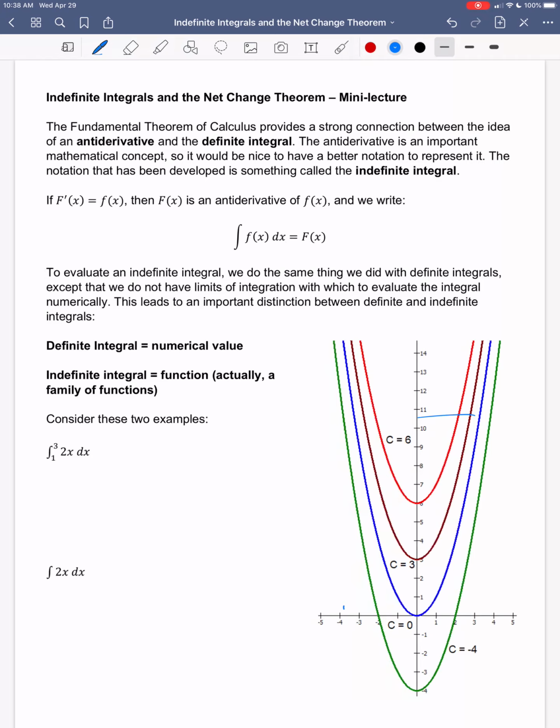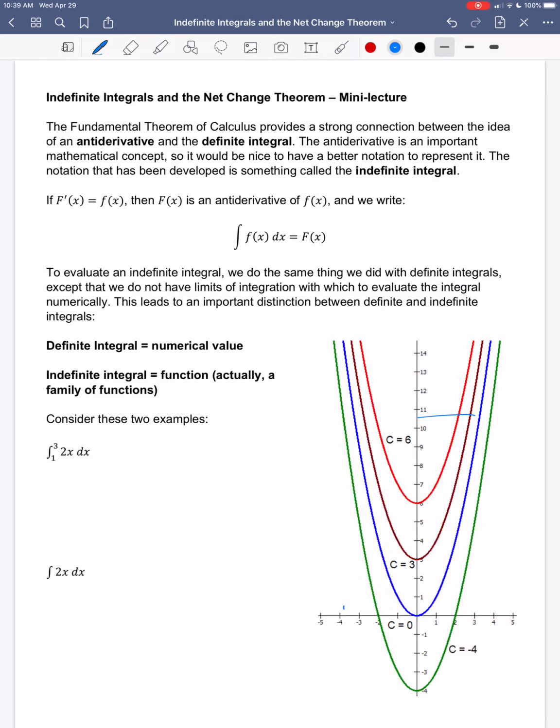And the definite integral we developed to find the area under a curve, and you wouldn't think that would have anything to do with derivatives, but it turns out that it does. So this antiderivative is an important mathematical concept, so it would be nice to have a better notation to represent it. And what's been developed is this thing that we call the indefinite integral.